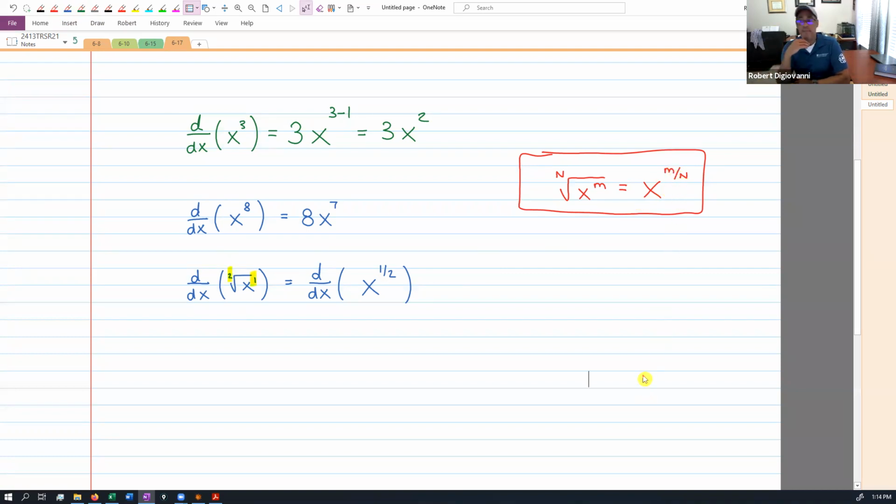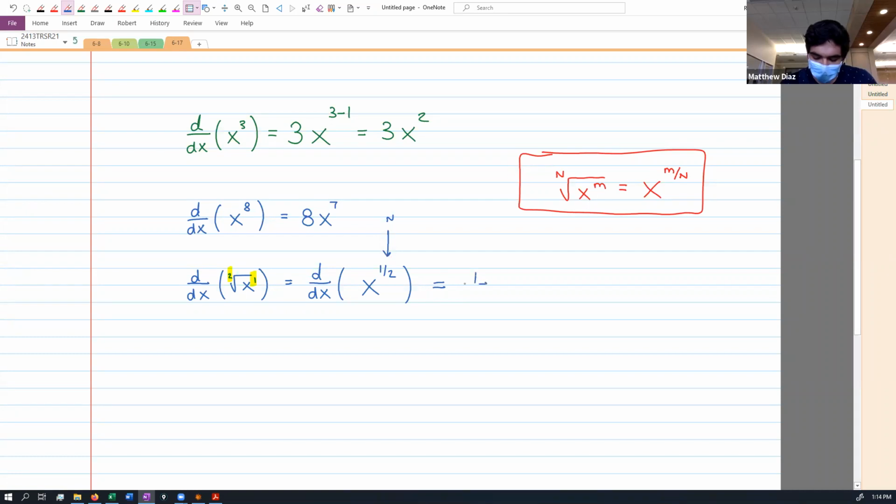Okay, now that we have that, Matthew, let's go ahead and do the derivative. So n, the half is the n, right? So Matthew, what are we going to get? It's going to be 1/2 x to the power of -1/2. Okay, good. So how did you get -1/2? You took the 1/2 that was there and you subtracted 1, right? Yes, sir. Took the 1/2 and subtracted 1.